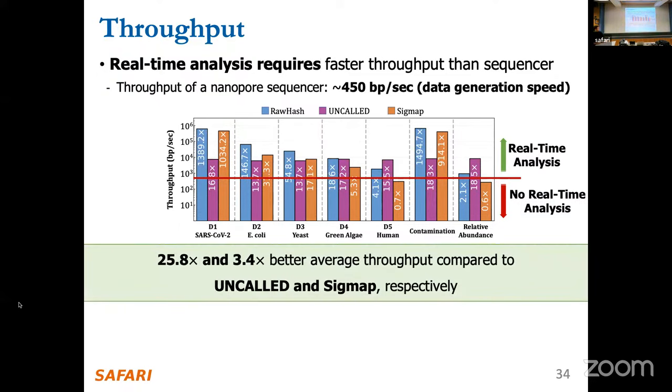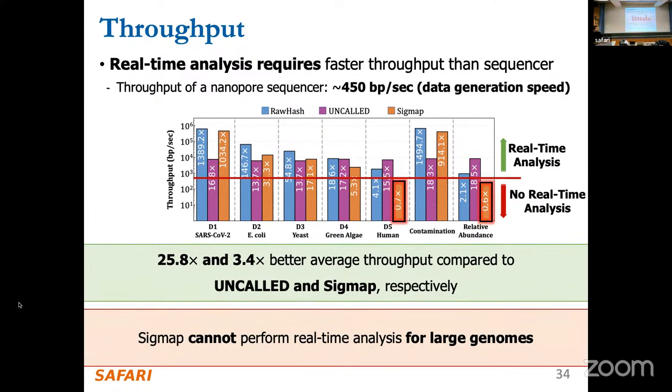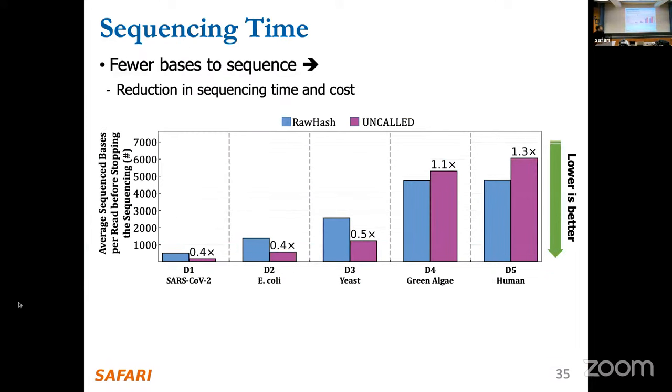So the first result: RawHash provides significant throughput improvements compared to these tools because of this efficient mechanism of finding similarities. The second observation is that one of the tools, Sigmap, actually fails. It cannot perform real-time analysis for large genomes because of the computationally costly distance calculation that it is performing, which I mentioned earlier in my slides.